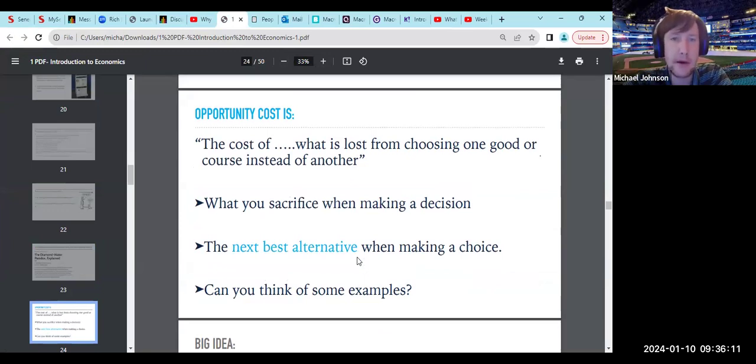So my example here is the opportunity cost of being in school is that during the time you're in school, you could be working. So you're missing out on that income you could be making by working. So that's the opportunity cost of being in school, the lost money from working during that period. Can you think of any other examples of opportunity costs?